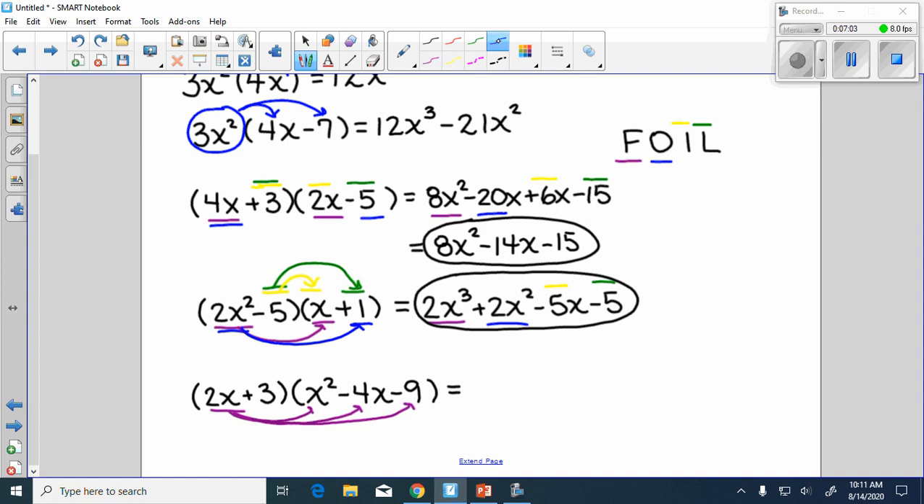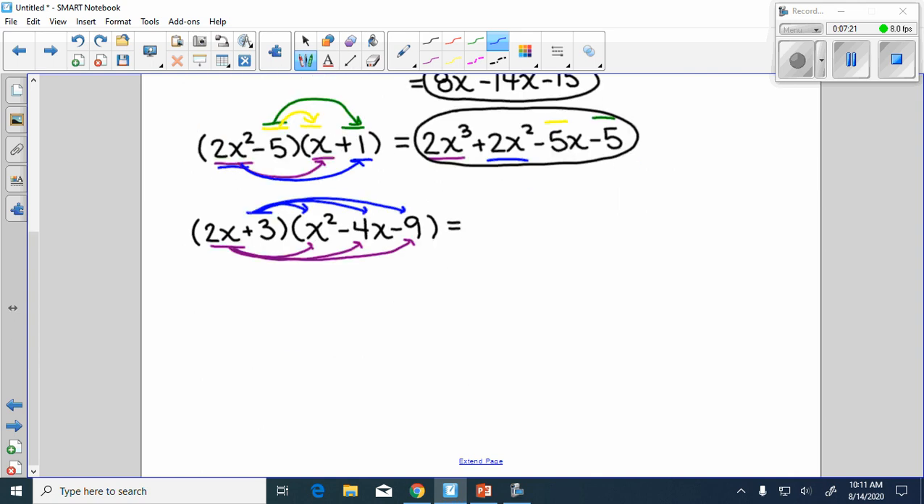When I'm done with that, I'm going to come back to the 3, and I'm going to distribute it to every term in the polynomial on the right. So I'm going to start out with 6 terms, and then I'm going to go back and look for any like terms that might exist, and then I combine them together to simplify my final answer.